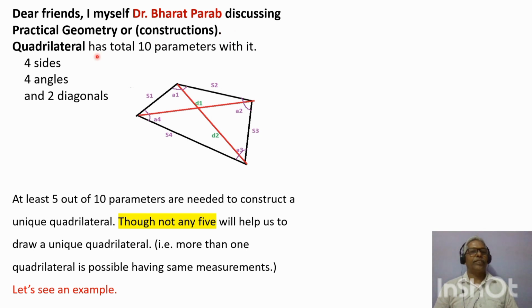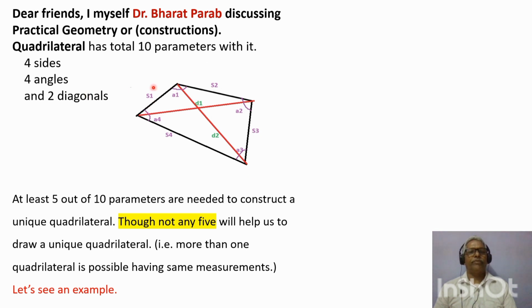In earlier classes, you have seen how to construct a perpendicular bisector of a segment or an angle bisector of an angle. Here we are trying to study quadrilateral. Let us see what a quadrilateral is first and what its parameters are.